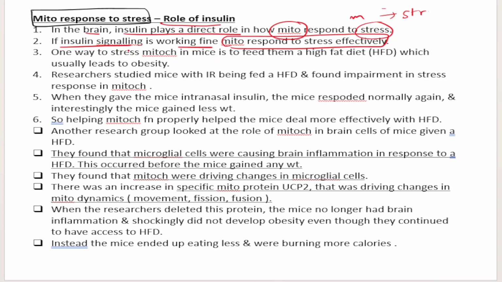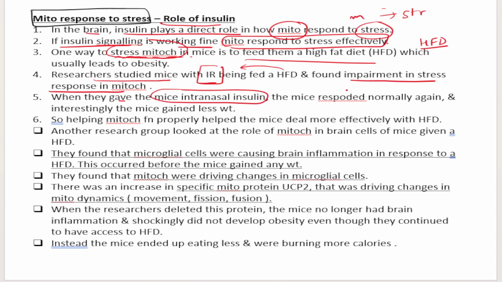Now, one way to stress mitochondria in mice is to feed them a high-fat diet, which usually leads to obesity and may stress the mitochondria. Researchers studied mice with insulin resistance. These mice already had insulin resistance and were fed a high-fat diet, and this caused an impairment in the stress response in their mitochondria. When the researchers gave the mice intranasal insulin, the mice started responding normally again, and interestingly they also gained less weight. So this was about the research.